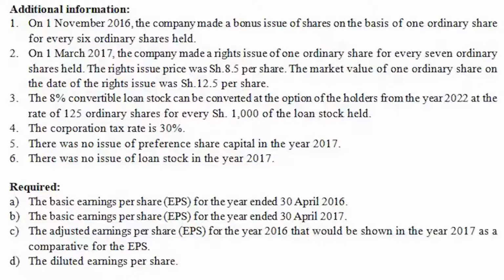Now, as we have been given, required: A, the basic earnings per share for 2016; B, the basic earnings per share for 2017; C, the restated earnings per share, which is important; then we move on to D, the diluted earnings per share for the years 2016 and 2017. The whole of that will be 20 marks.